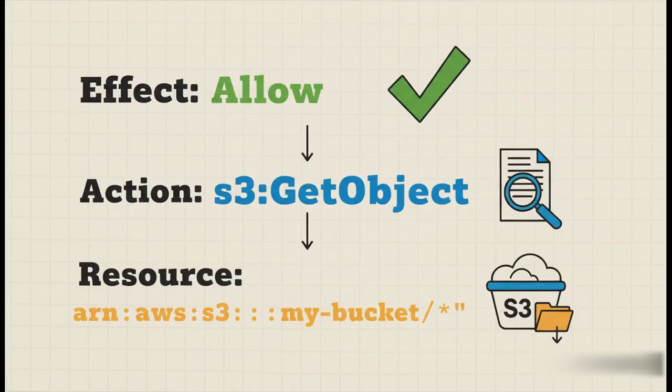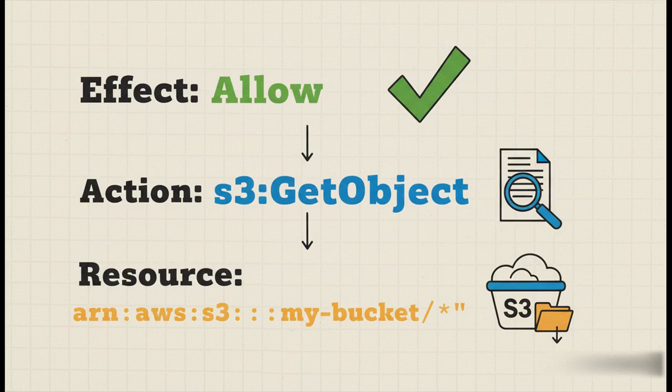And honestly, even if you're not a coder, these policies are pretty easy to read. A basic one has 3 key parts. You have the effect, which is usually allow or deny. Then the action, which is what you can do, like GetObject to read a file from S3. And finally, the resource, which is the specific thing you can do it to. So this example, it's just saying, hey, you're allowed to get files from this specific bucket.